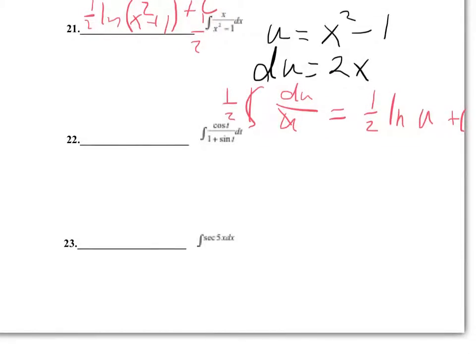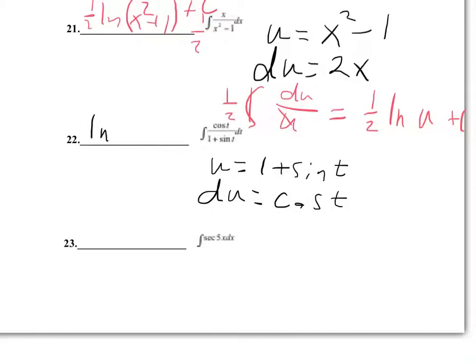22. Double check that the denominator has its derivative on the top, so 1 plus sine of t. The derivative of that is equal to the cosine of t. Again, I'm all taken care of. I'm perfect here, so I can just write my answer. It's just the natural log of 1 plus sine of t plus c.